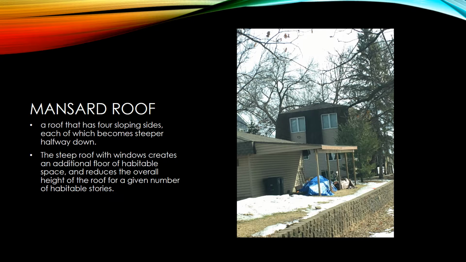And then next here we have the mansard roof, a roof that has four sloped sides, each of which becomes steeper halfway down. The steep roof with windows creates an additional floor of habitable space and reduces the overall height of the roof for a given number of habitable stories. And this was actually my neighbor's house that I took a picture of. As you can see, the roof goes halfway down the house. So instead of putting siding in, they just stretch the roof all the way down.